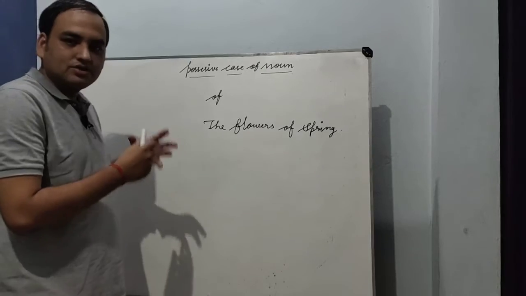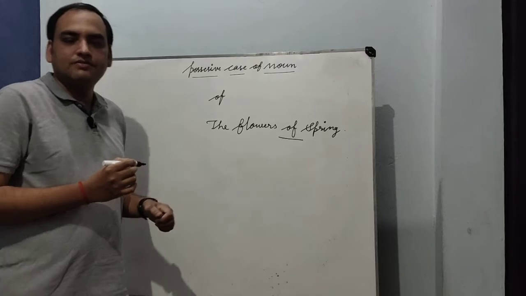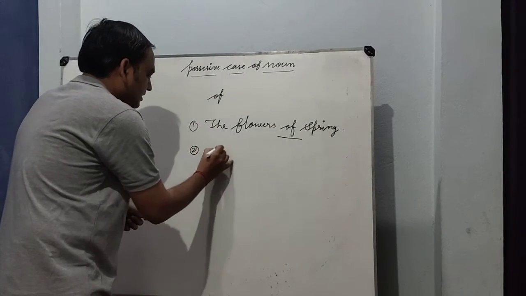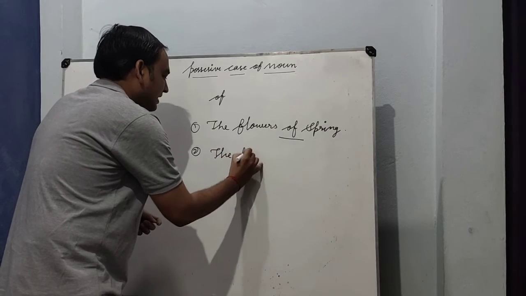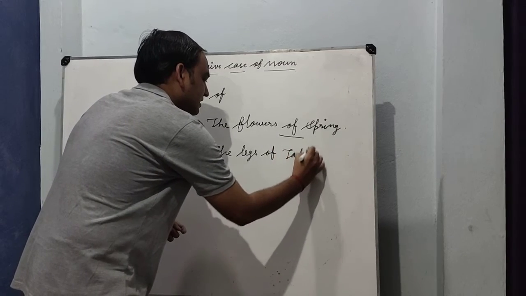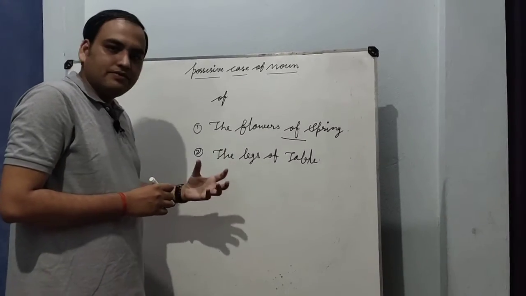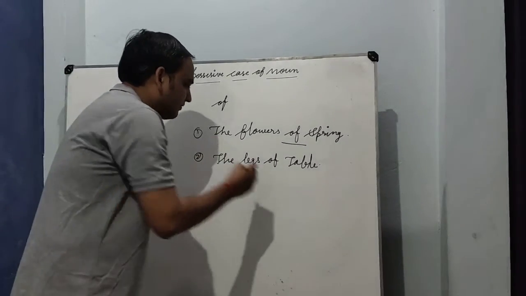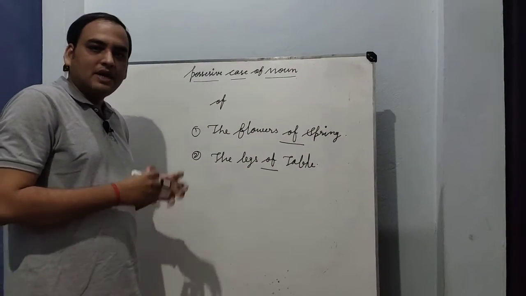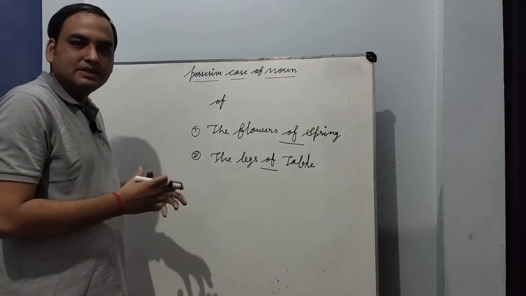So here we are talking about non-living things, then we use of to make possessive form of noun. Another example, the legs of table. Okay, so here we are talking about the legs of table. Here we also use of to make the possessive case of noun. So friends, we have learned how we can make possessive case of noun.